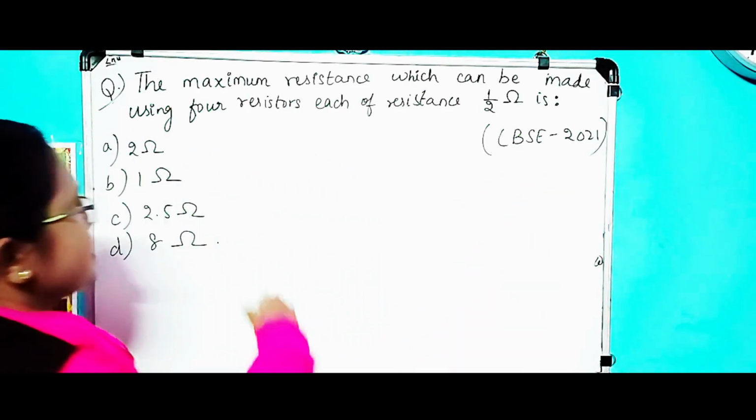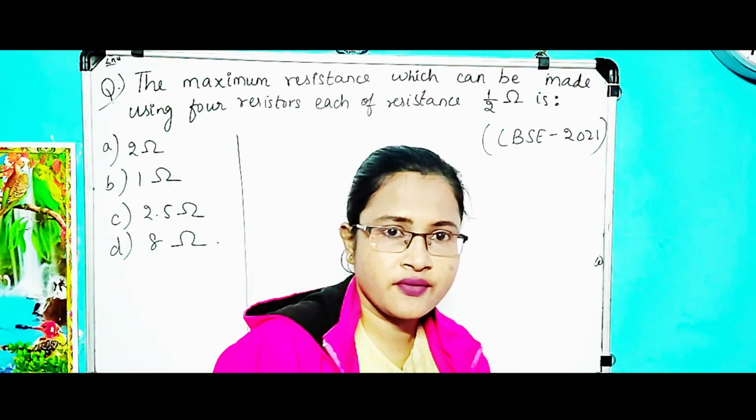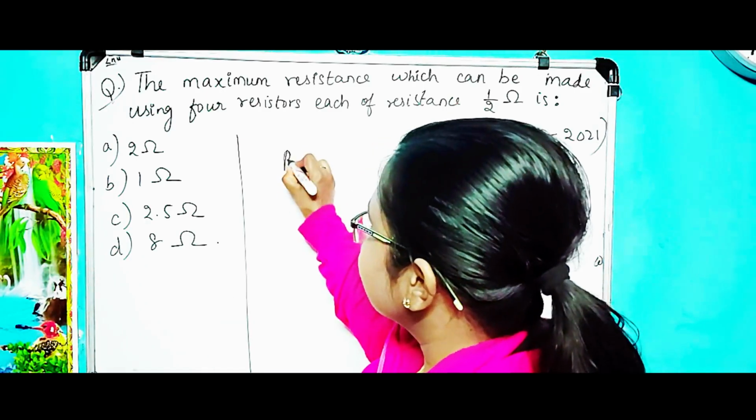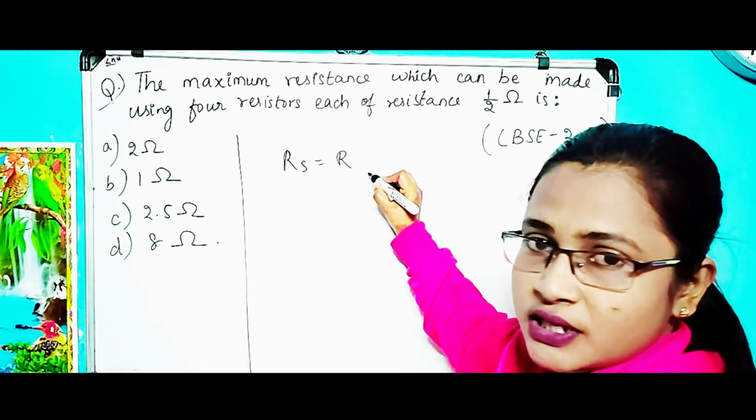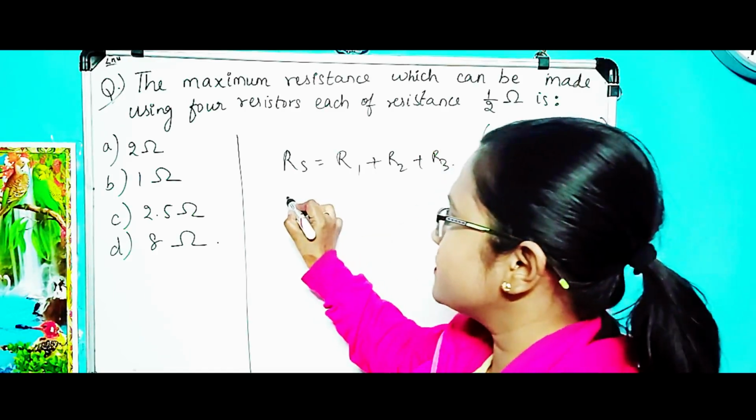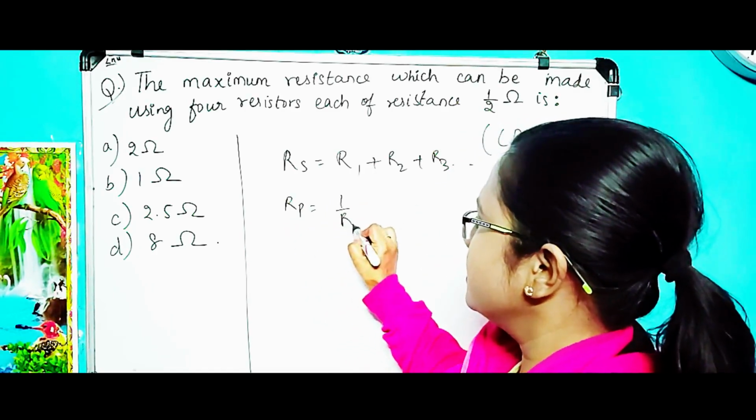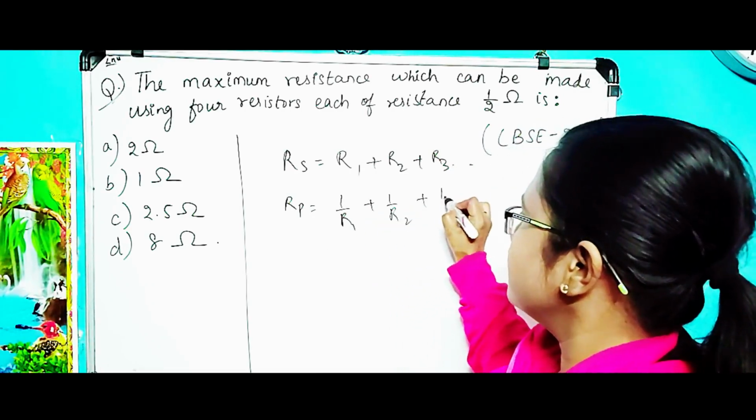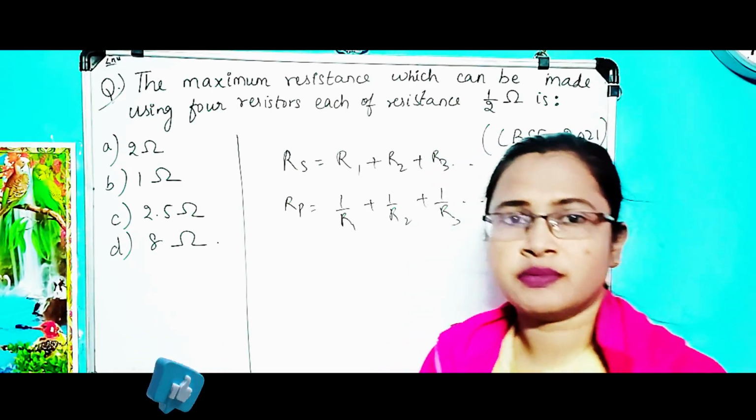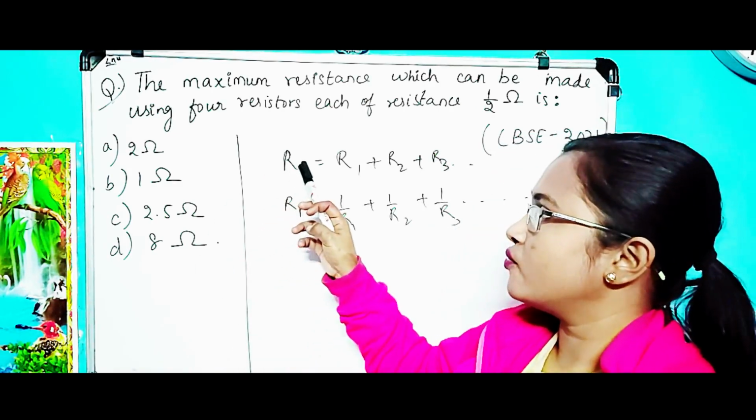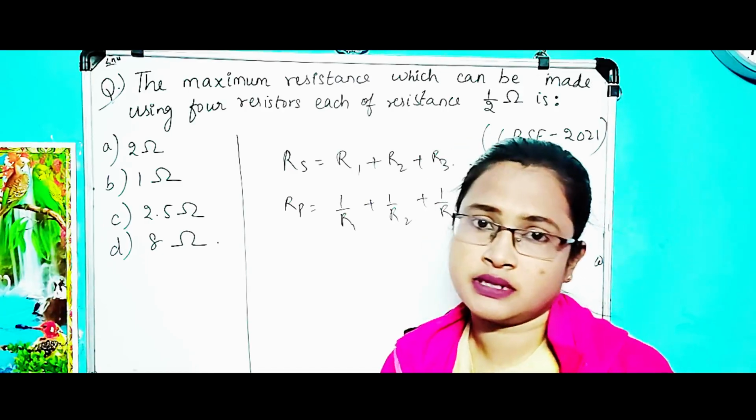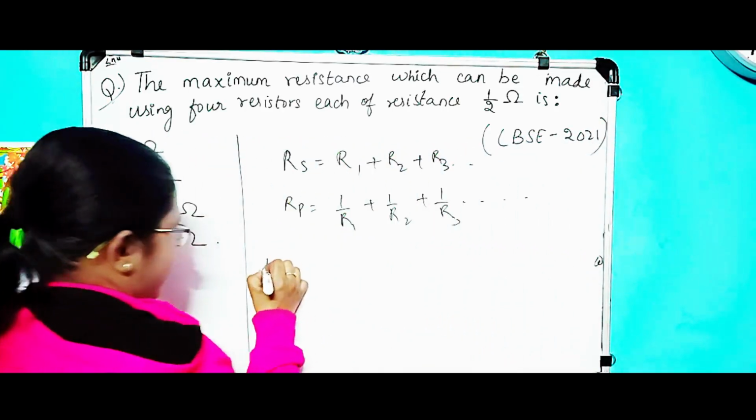So let's pay attention. Always remember a concept: when resistances are connected in series, the total resistance is R1 plus R2 plus R3 like this. And if they are in parallel, then it is 1 by R1 plus 1 by R2 plus 1 by R3. How much resistance has been asked? So always remember, whenever maximum resistance is asked, when the resistors are connected in series, it will give you the net or maximum resistance.